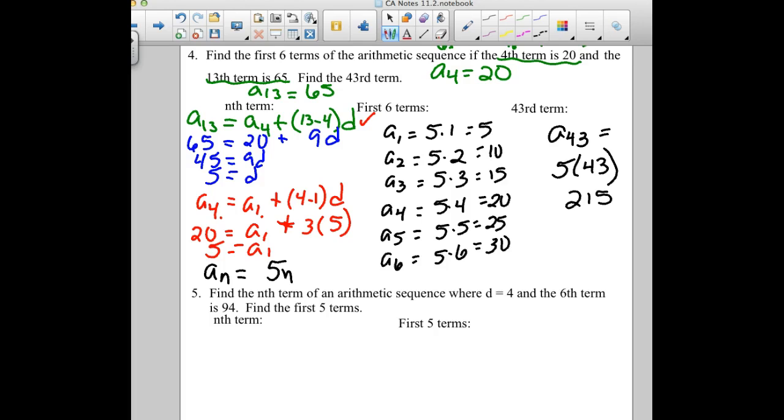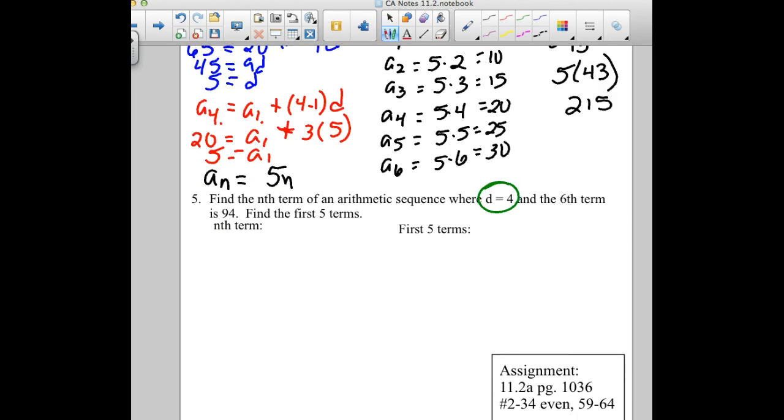All right, the last one that we're going to look at today says find the nth term of an arithmetic sequence where our common difference is 4 and the 6th term is 94. I'm going to pause the video. I want you guys at your tables to talk about this one. Think about what's your basic formula? What pieces in that formula do we already know?